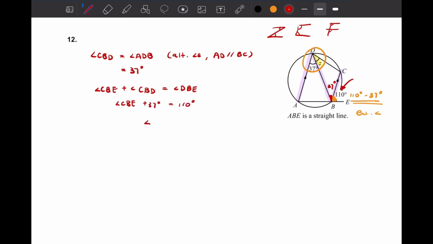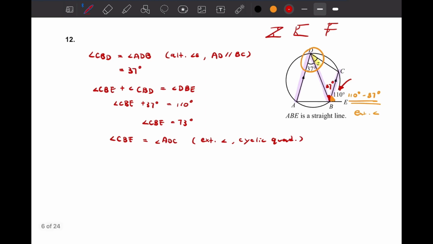So adding 37 equals 110, and angle CBE is therefore 73 degrees. And CBE is the exterior angle, so it equals your interior opposite angles. And your interior opposite angles are made up of your ADB and CDB, which is your 37 and Z. And CBE on this side is 73, so therefore Z is 36 degrees.